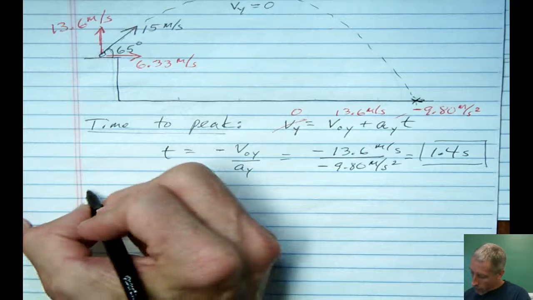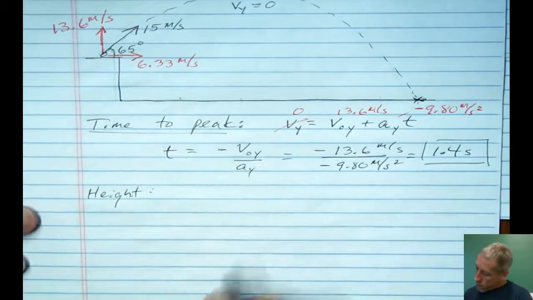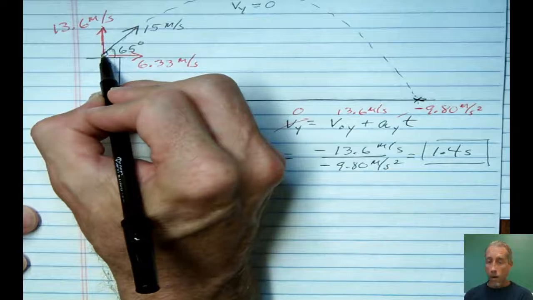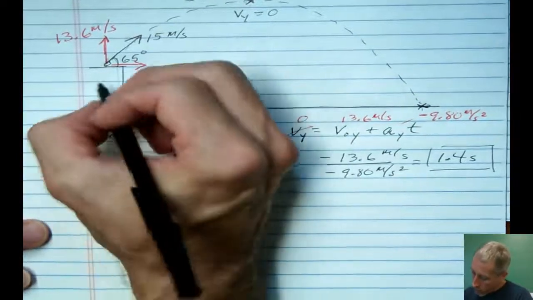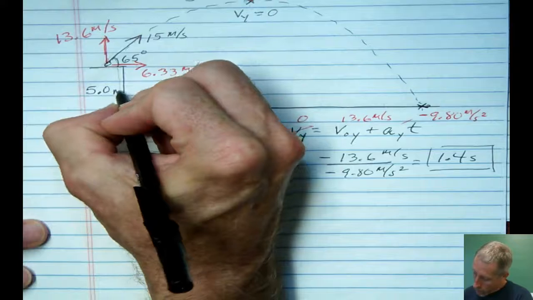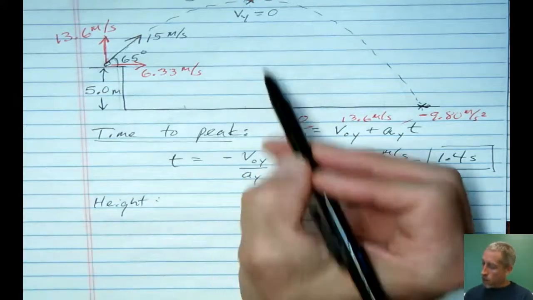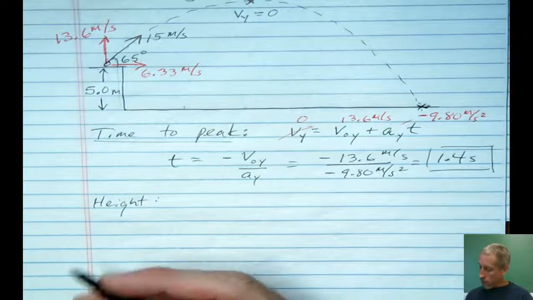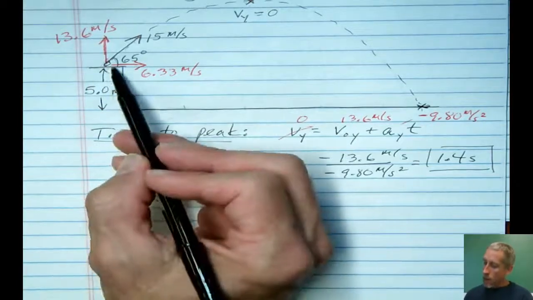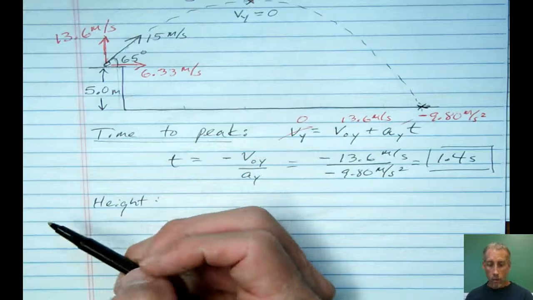Now, how about the height? What I'm going to find is the height above the initial launch level. And I'm going to throw a number in here. Maybe this is a 5-meter high cliff where I was launching from. And I want to find the height above the ground when it reaches its peak. So if I can just find out how high above this initial launching point it is, then I can just add the 5 meters to that.